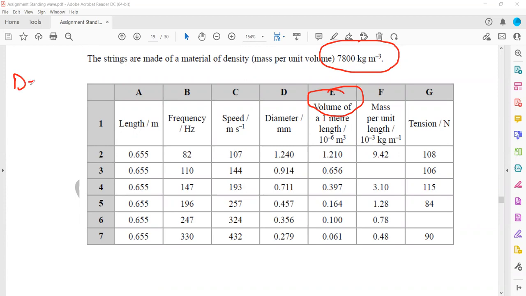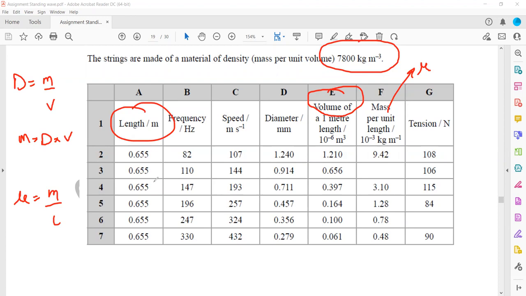As we know, density is mass divided by volume. So mass will be density into volume. So using density into volume, I'll get the mass, and divided by the total length, the length is given here. Because this is actually mu, which is a mass per unit length. So mass divided by length, I will get mu.